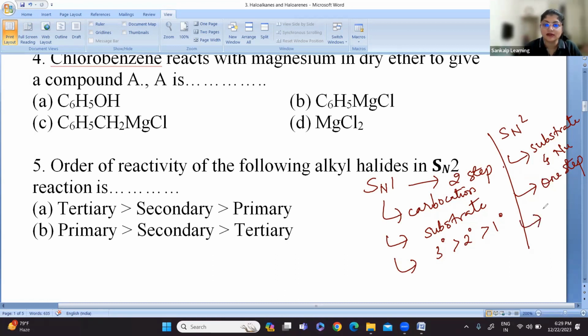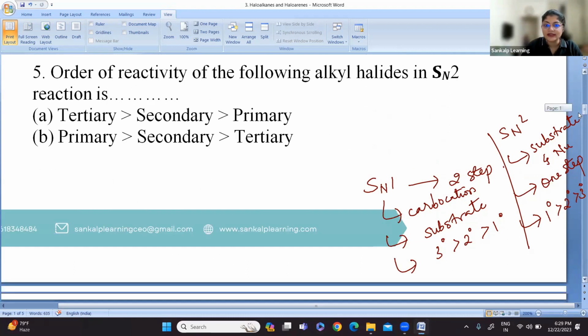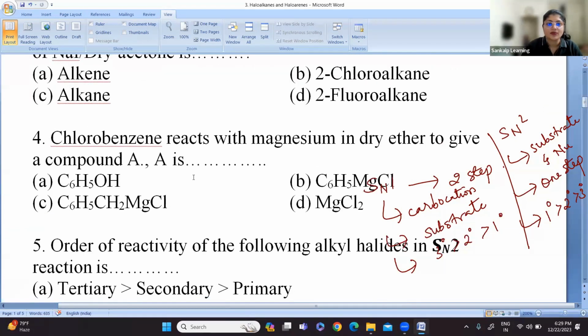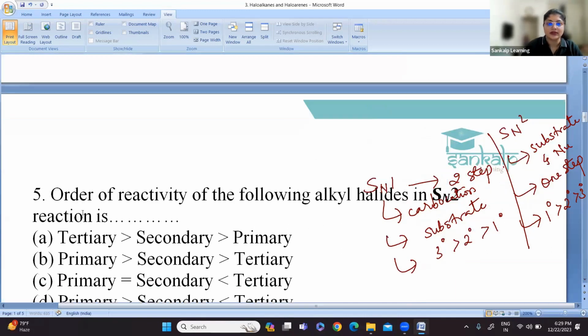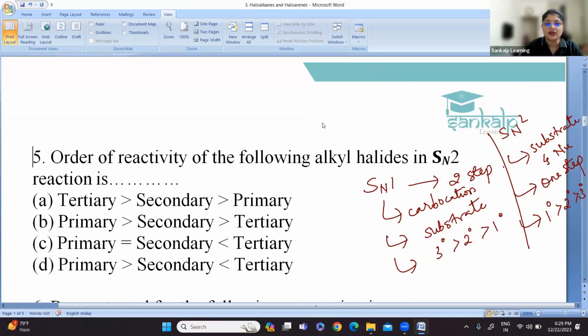The order of reactivity is primary is more stable than secondary is more stable than tertiary. Is it right? Okay, so now you can see the other two options also. Just a second. Now see the other two options. Now you can answer me. Already the answers are out.